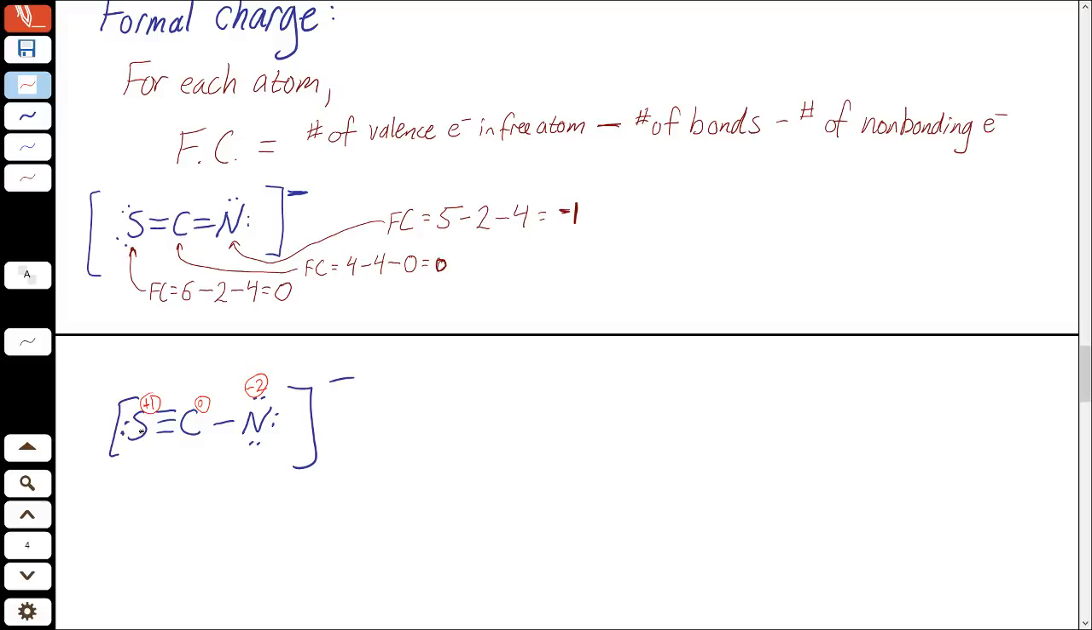So if we were judging these two resonance forms, we would say that the second resonance form is probably not a major contributor to the overall hybrid. The overall structure is probably not going to look much like a carbon-sulfur triple bond, and probably not much like a carbon-nitrogen single bond. It's probably going to be more like a double bond or a triple bond to the nitrogen.